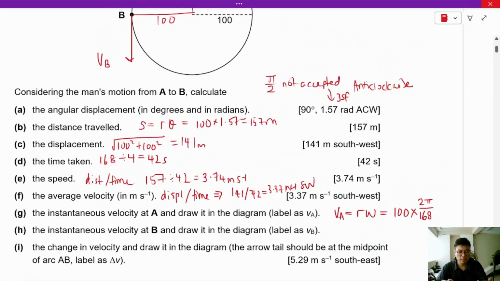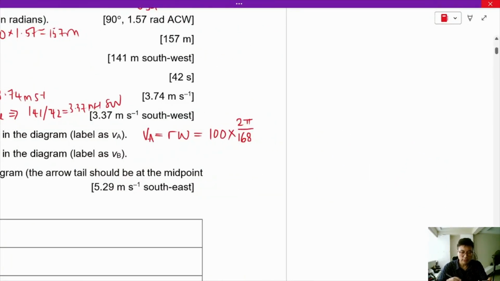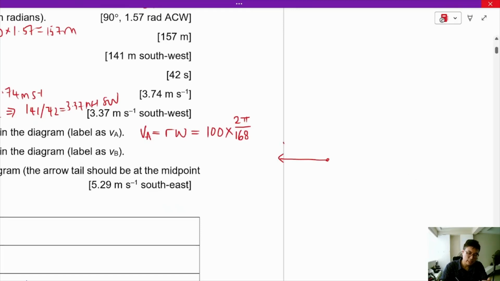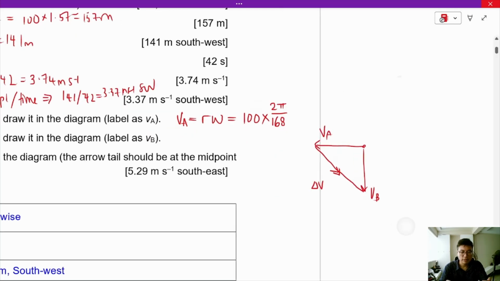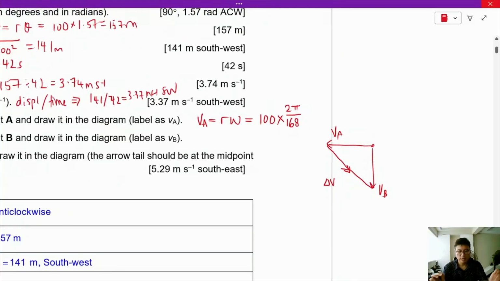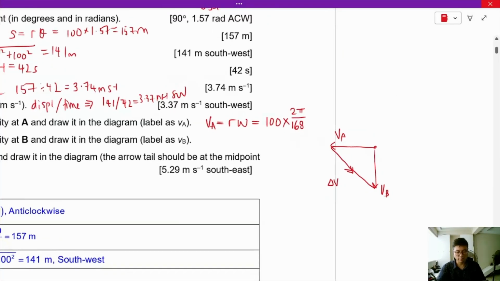What is the change of velocity? And draw it in a diagram. So let's take a look at VA. VA is in this direction and VB is in this direction. So the change of velocity will be the change from VA to VB. This will be delta V. Now let's first calculate VA, and then after that we'll calculate VB. So we know from the previous question and also from our calculations that VA is 3.74 and VB is also 3.74. So added together, delta V will be 5.29 meters per second southeast.